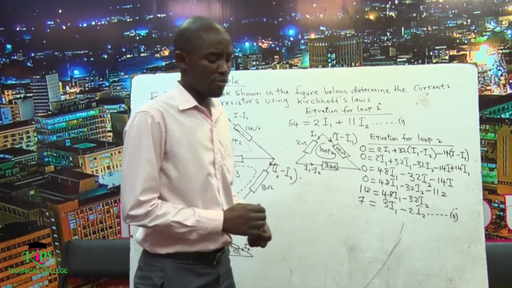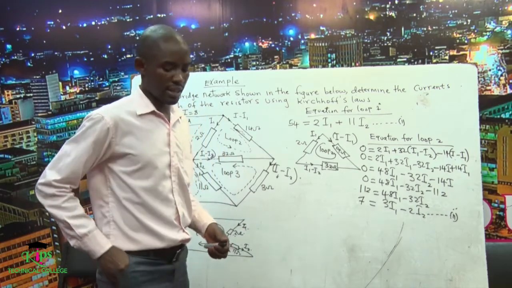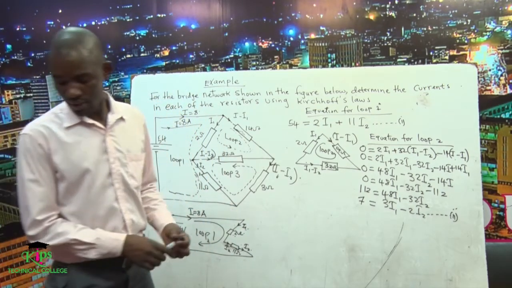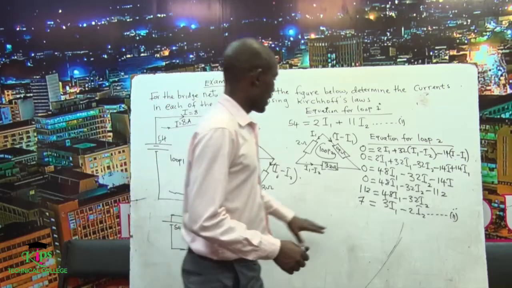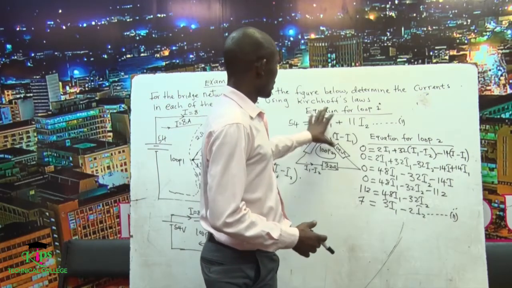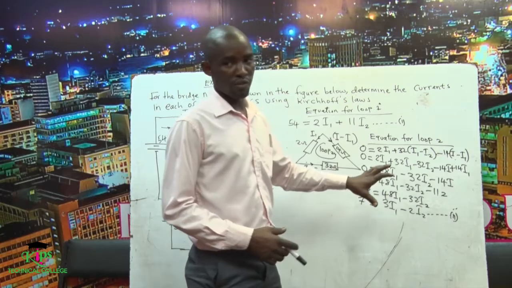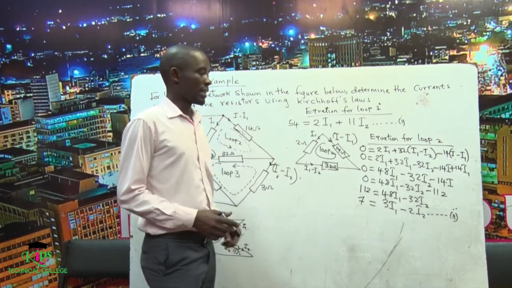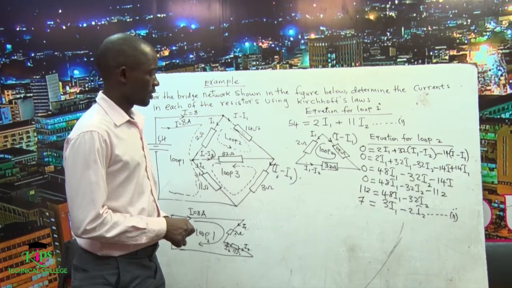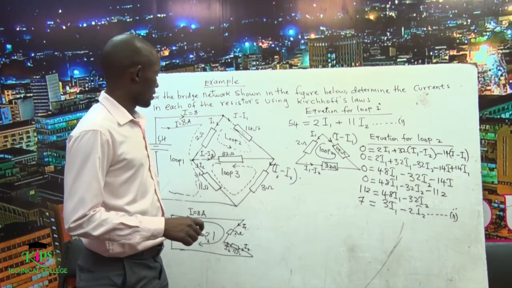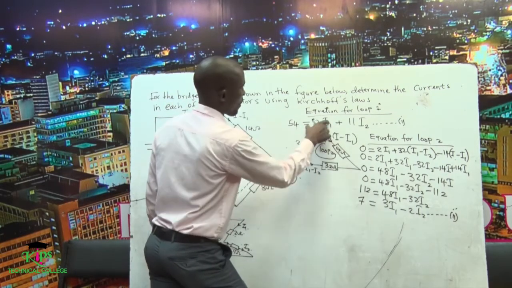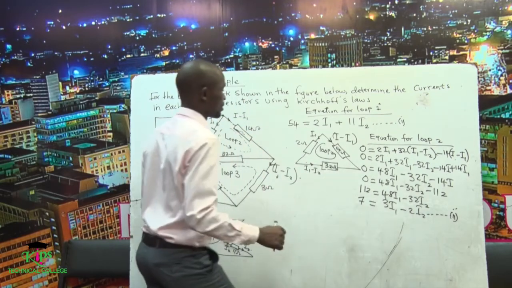Of course, you can move ahead and get the equation for the third loop, but the two equations are enough. You can formulate two equations. They are enough for getting the values. So if we move ahead, we can now combine the two equations.